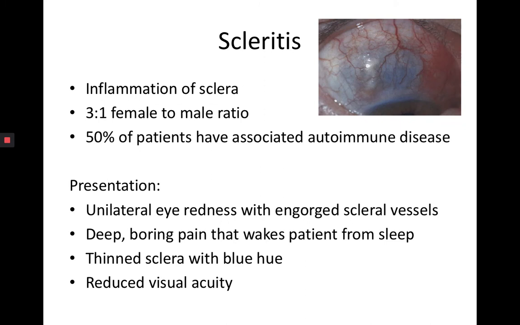So this is a case of anterior scleritis, which is an inflammation of the sclera. Like episcleritis, there's a female predominance, and about half of the patients have associated autoimmune disease. These patients present with unilateral eye redness with engorged scleral vessels, and they usually complain of deep, boring pain that wakes the patient from sleep. That's a classic presentation. And you'll see this blue hue to the sclera, which is actually thinning of the sclera. And they may have decreased visual acuity. And unlike episcleritis, you can't move these vessels with a cotton-tip applicator, and the vessels do not blanch.